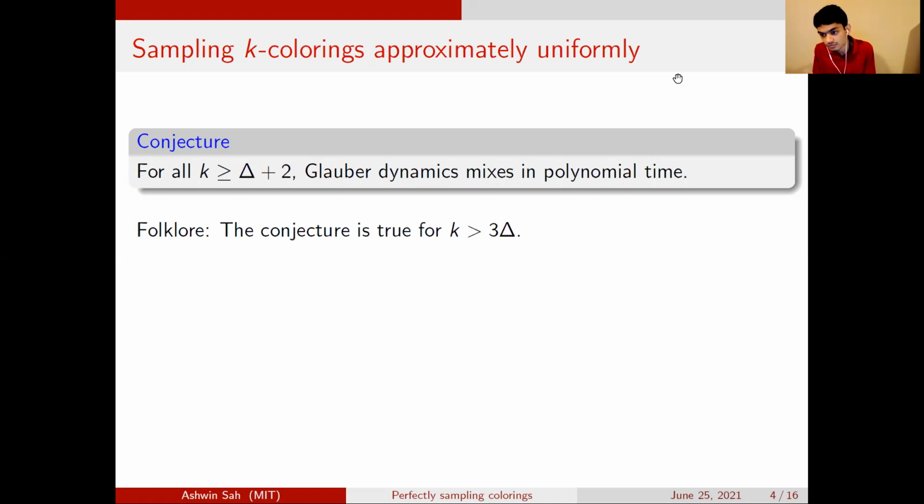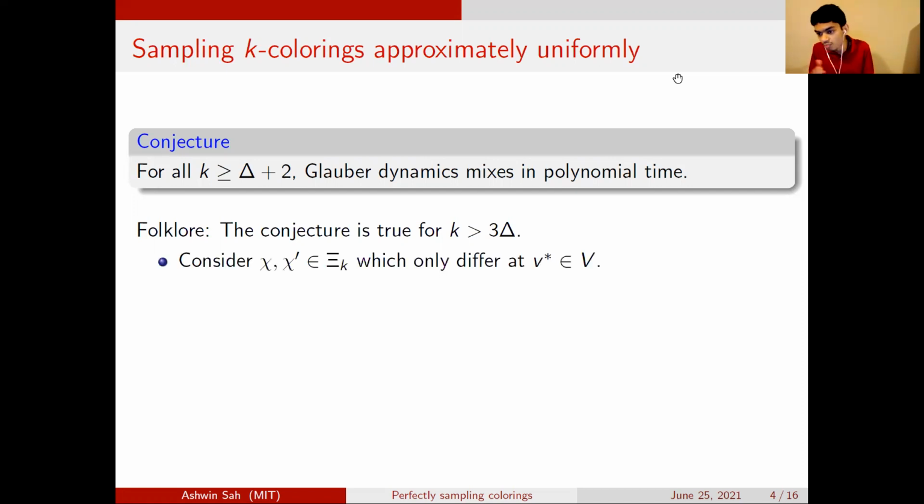So one could ask, is it true for all k at least delta plus 2? This is unknown, and we'll discuss what the state of the art looks like, starting with the following almost folklore observation, more than observation, really theorem, that for k greater than 3 delta, we have polynomial mixing of Glauber dynamics.